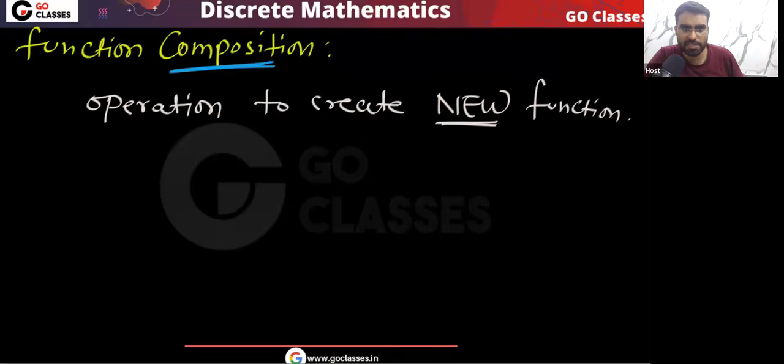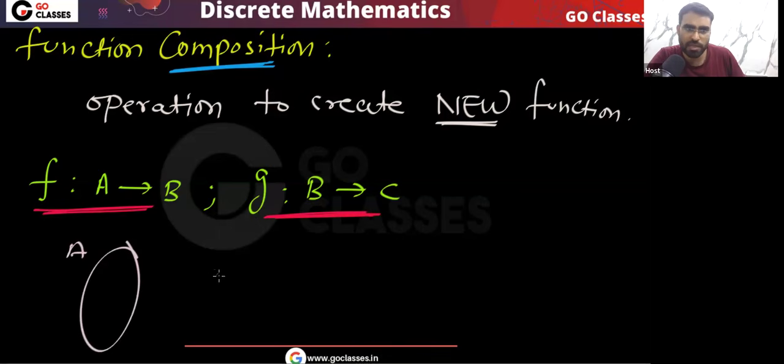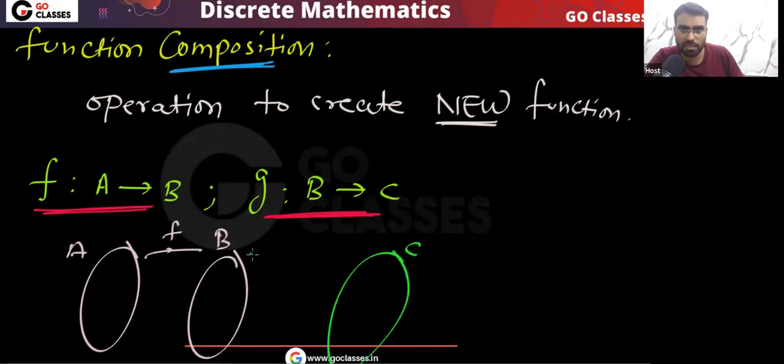See, it does it like this. Let's assume you have a function f from A to B, and a function g from B to C. Please notice you have a function f and a function g. From A to B, there is function f, and from B to C, there is another function, that is g.